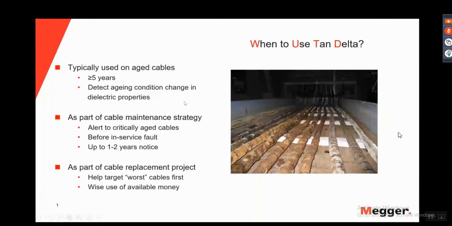It can also be used as part of the cable maintenance strategy. It's going to alert you to critically aged cables before an in-service fault, with up to 1 to 2 years notice. It's also going to be used as part of a cable replacement project, where it lets you target the worst cables first and allows you to make the best and wisest choice of the available money, depending on how valued that asset is, as to where you should spend your money first.